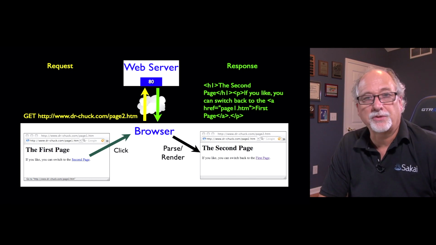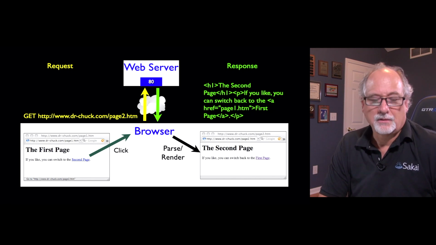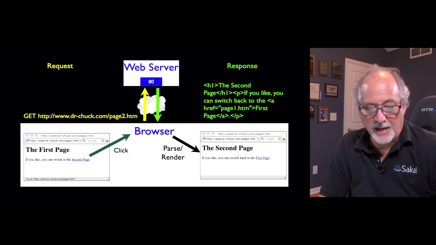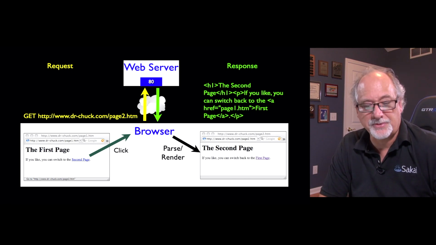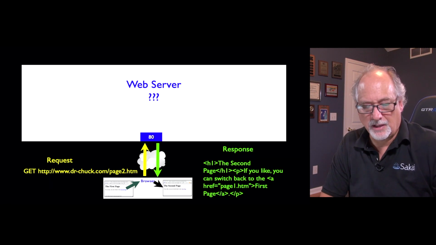So this is a picture of the request response cycle. At the bottom, we have the browser. And at the top, we have a web server talking on port 80. The user clicks on a link, the browser intercepts that link, opens a connection up to the web server, sends a GET request, the web server does its work, and returns a web page. And so that's sort of the basic request response cycle.